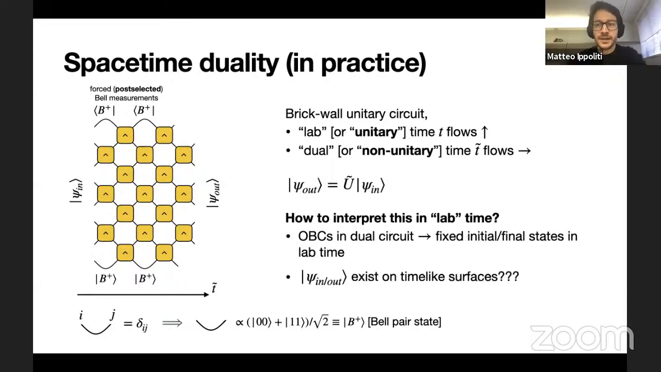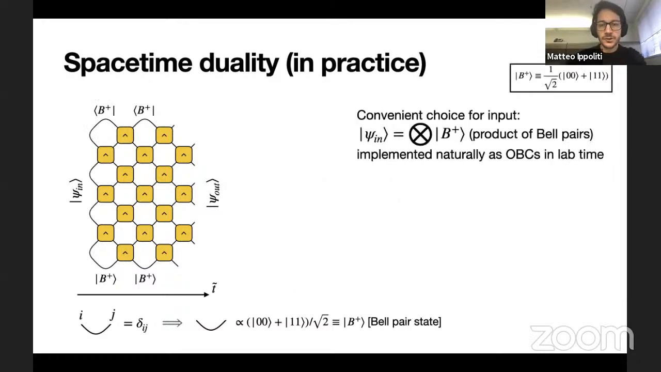And then the second issue is that both the input and the output states exist on time-like surfaces. So this is very unusual, right? If you look at the input, for example, it exists on some one qubit in the lab, so one position, but at different times. So we want to make sense of that and convert it into something operational. So that can be done, for the input state.